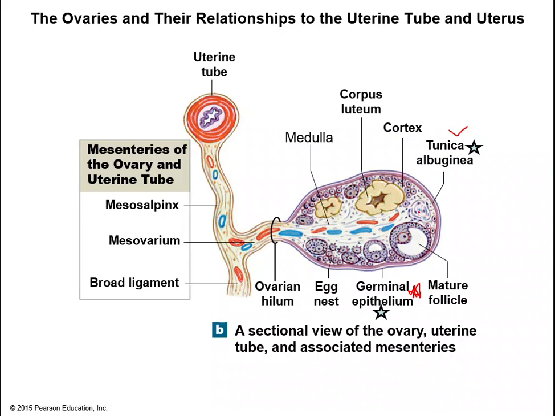Okay. Now, the ovaries do have a cortical region and a medullary region. So this is the cortex, and this is the medulla. Within the cortex are ovarian follicles of different stages, and these ovarian follicles contain oocytes, which are immature eggs.